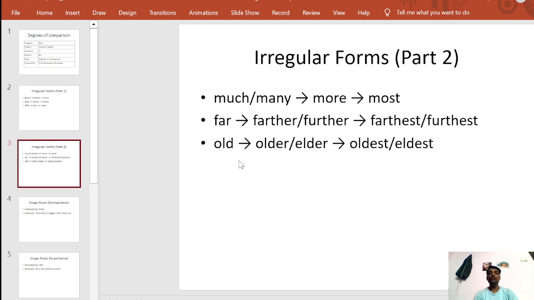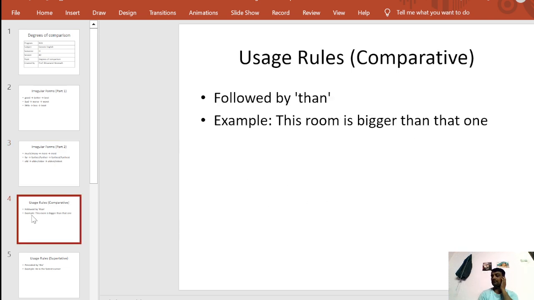Now old: older or elder, both are the same, dear friends. I'm not sure whether there is a difference in the context, but almost we use them with the same sense. Old will become older or elder. Next, in the superlative degree it will be oldest and eldest. So these are some irregular forms of the changes of the adjectives.